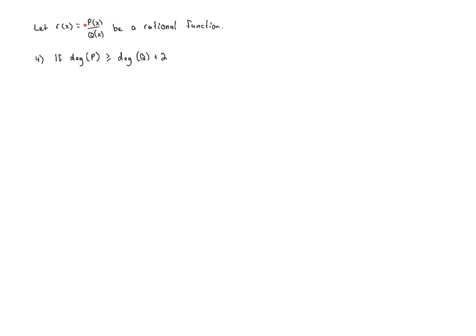So if the numerator has a degree that's at least 2 more than the denominator, then the end behavior is the same as the quotient of the leading terms. And I'm going to give you an example so that you can see exactly what I mean by this.